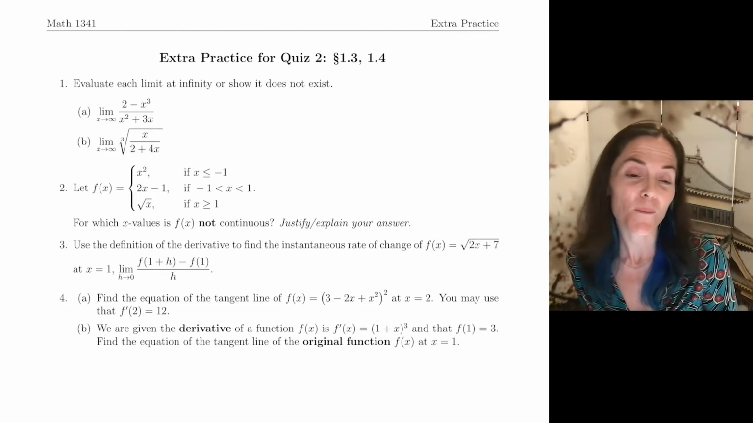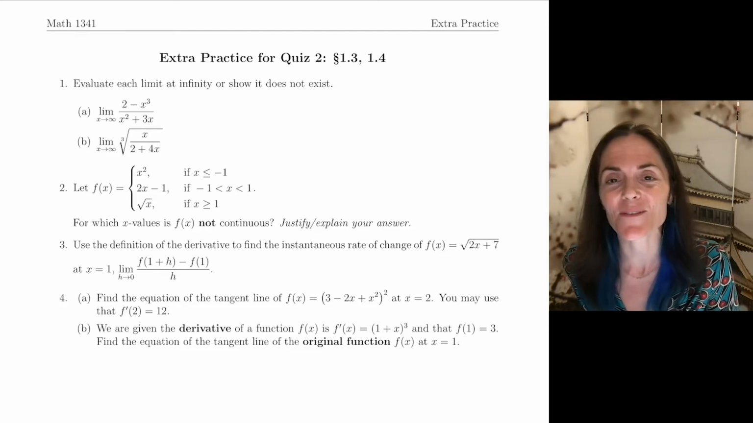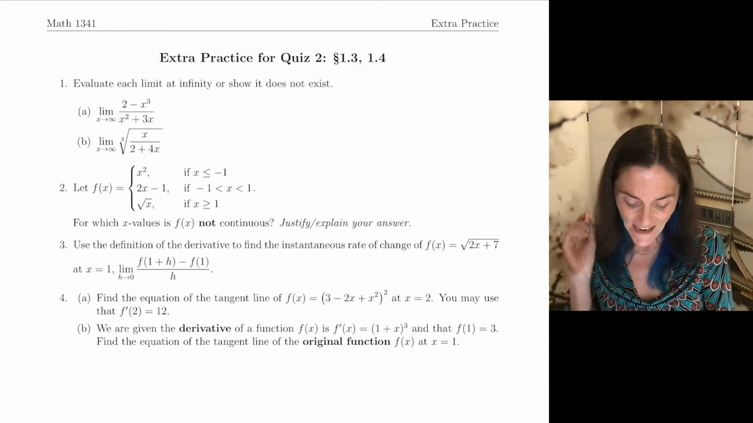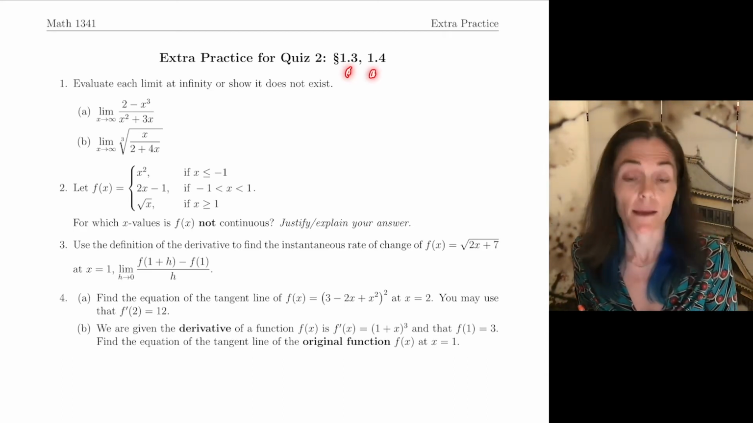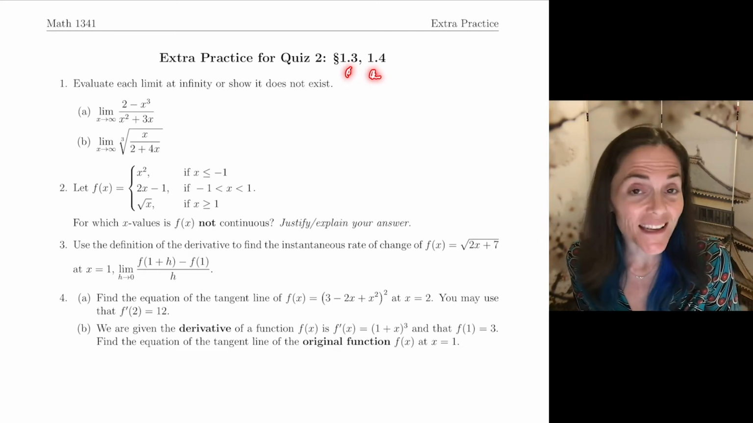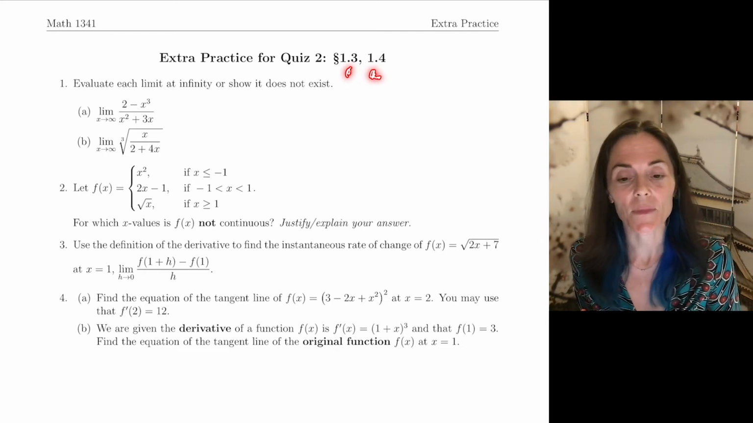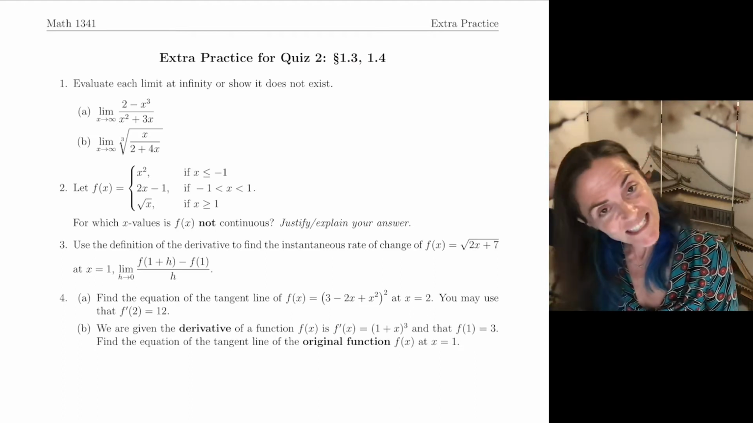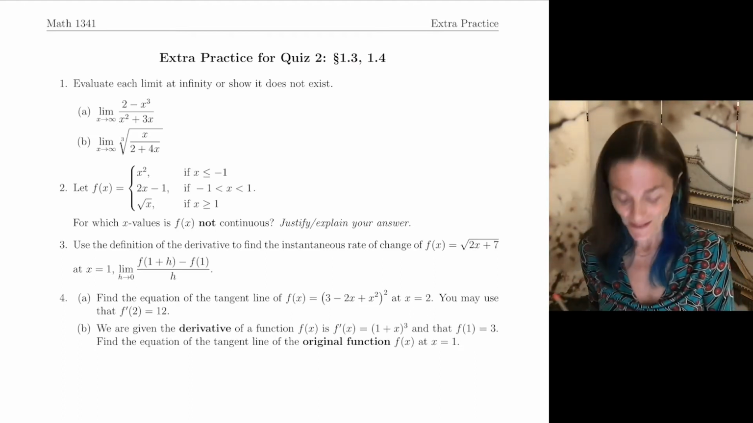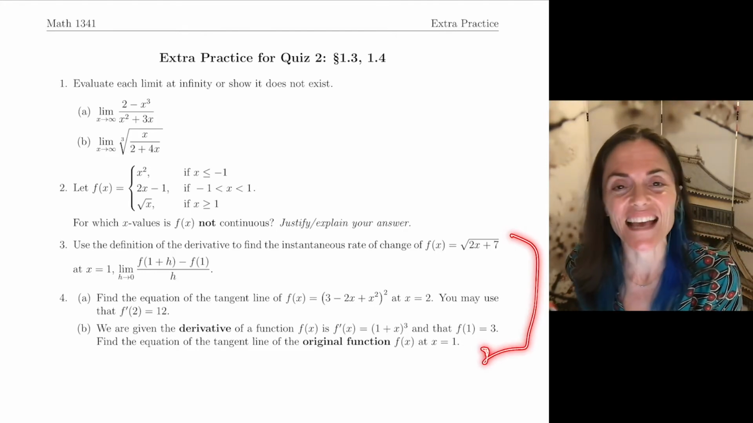Here are 4 more problems just to practice before quiz 2. Now, what are the topics for quiz 2? The sections are here. 1.3 is limits and continuity. 1.4 is definition of derivative, instantaneous rates of change, equations of tangent lines. Okay, you can see fantastic things.